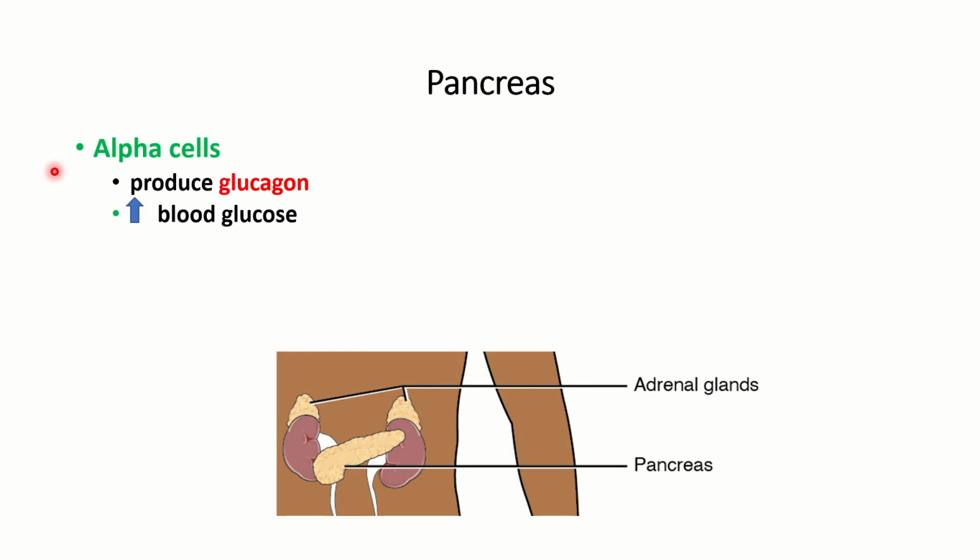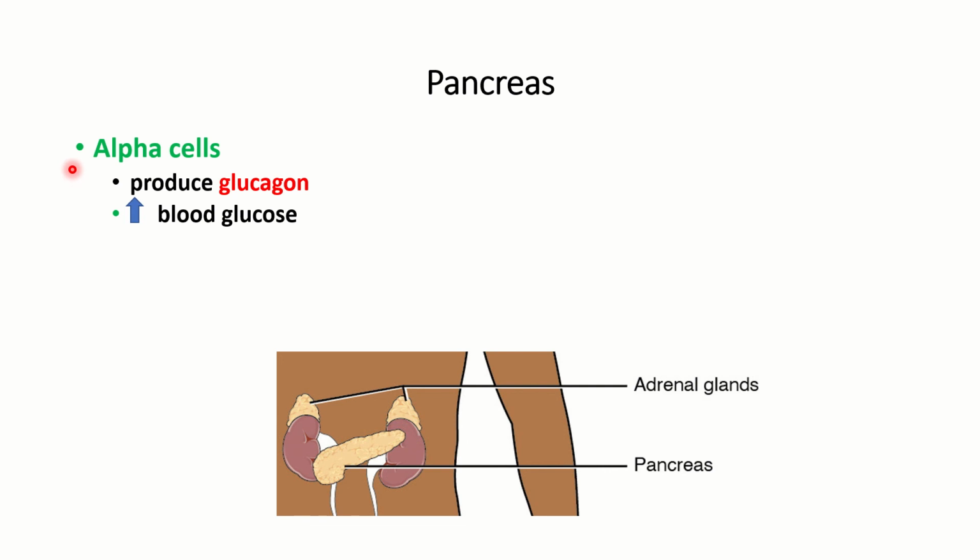The pancreas has different cells, and as you can see, the pancreas is located below and posterior to the stomach and between the 2 kidneys. So it is in the abdomen, in the posterior part of the abdomen, near the back of the abdominal wall.